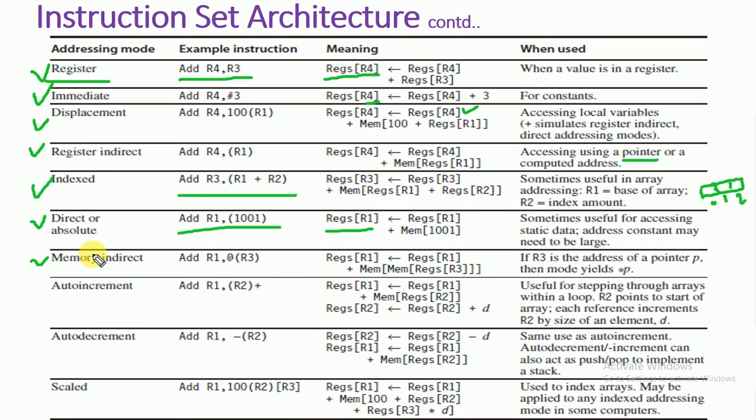Then another example is the memory indirect addressing mode. Here you can see add R1, and to indicate memory indirect, within the bracket we specify the register, but we use an @ symbol here. It is also similar to a pointer. Register R3 has a value, that register has a memory address, and the memory content there is another address. That means indirection.